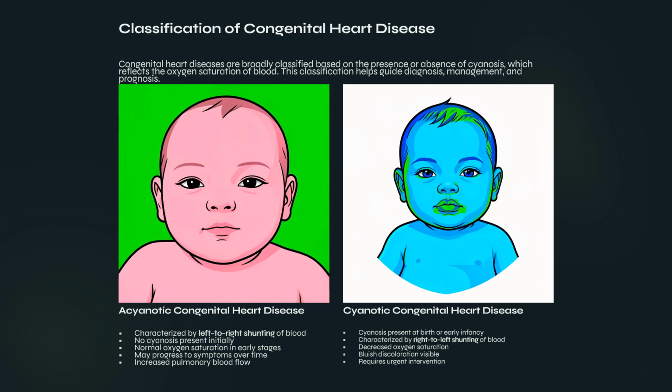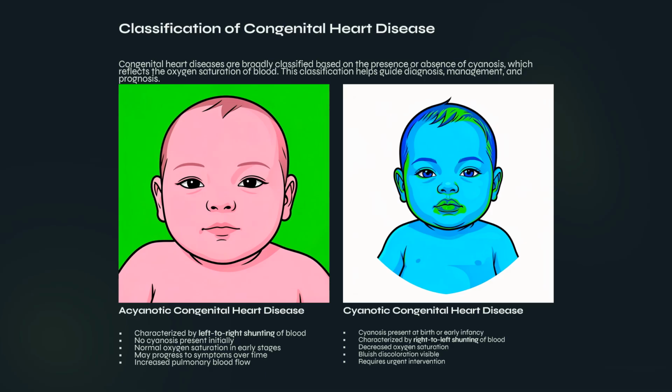Basically, congenital heart disease is broadly classified into two categories: cyanotic and acyanotic. So what is acyanotic congenital heart disease? It is characterized by left to right shunt. It means blood always passes from the left side to the right side. There is no cyanosis initially, and also normal oxygen saturation in early stages, though these symptoms may progress over time. Increased pulmonary blood flow will also be present in acyanotic congenital heart disease.